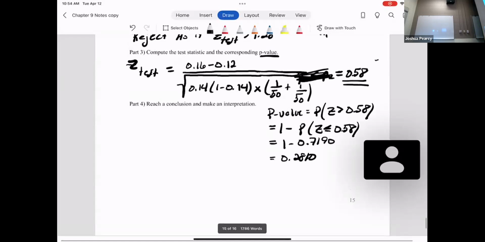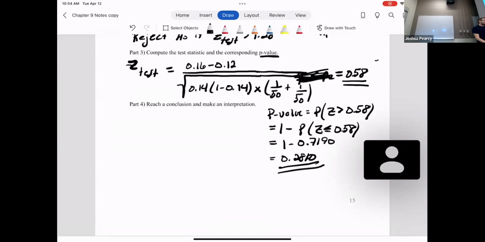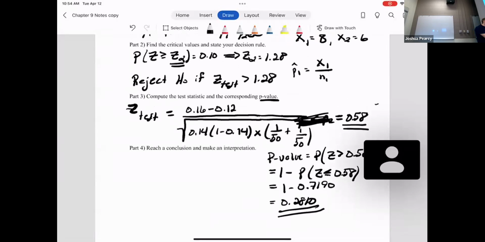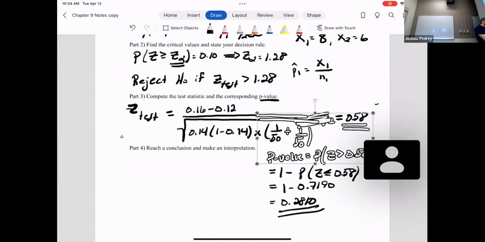Now, you can take this p-value and compare it to alpha, or you can take the test statistic and compare it to the critical value. Either way will give you the same decision. Let's do it this way. Is 0.58 greater than 1.28? No. So you fail to reject using the critical value.